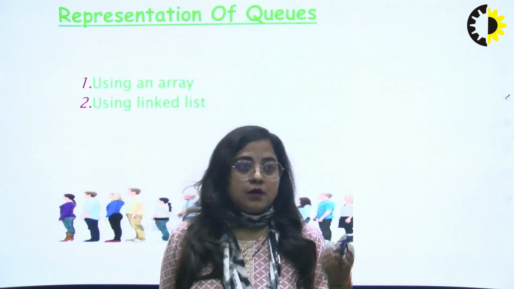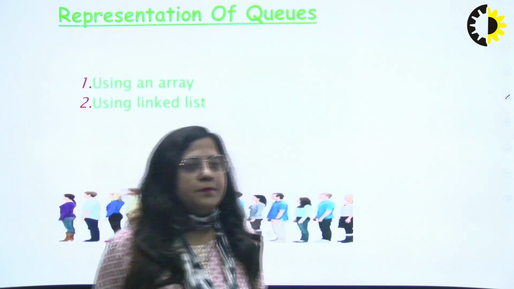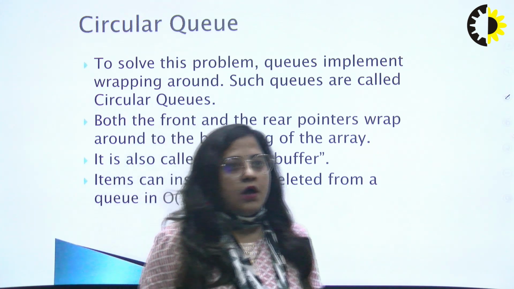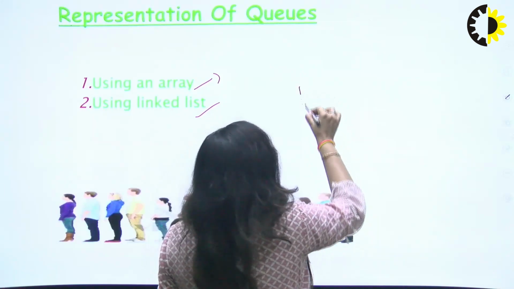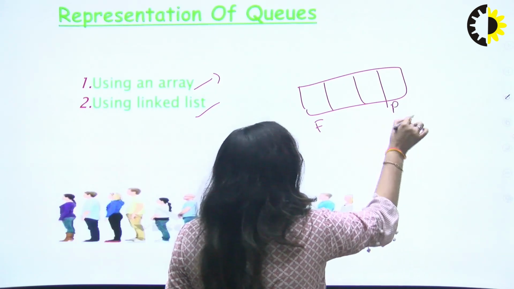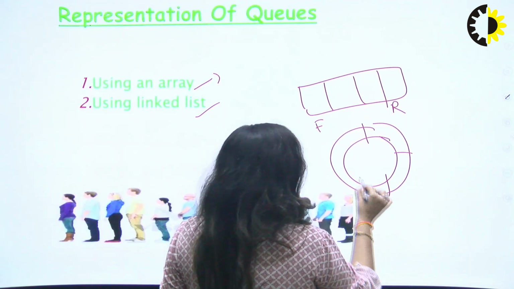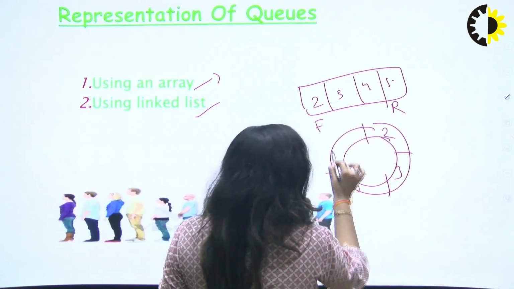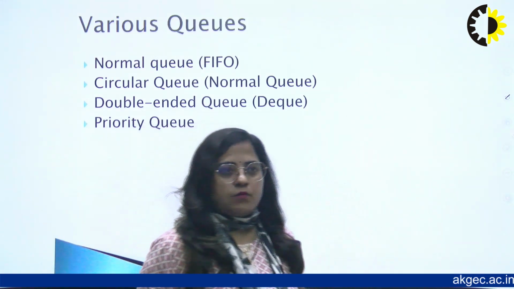Now also, this queue can be represented by two different implementations: one is array and one is linked list. Circular queue means, like this is a simple queue. This is your front and this is your rear, but in a circular queue you use these portions 2, 3, 4, 5. So this is your front and this is your rear. And now coming to some other kinds of queues.